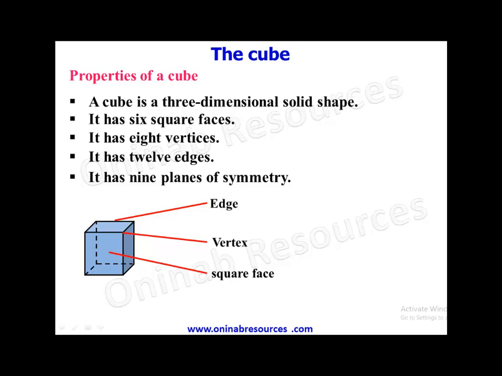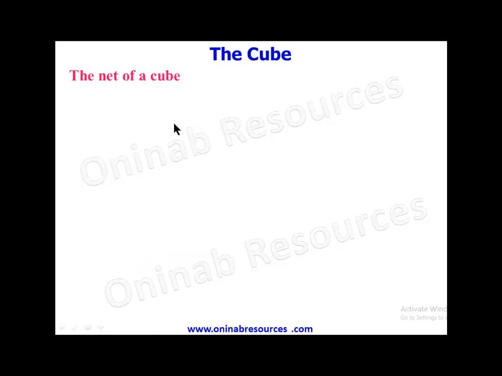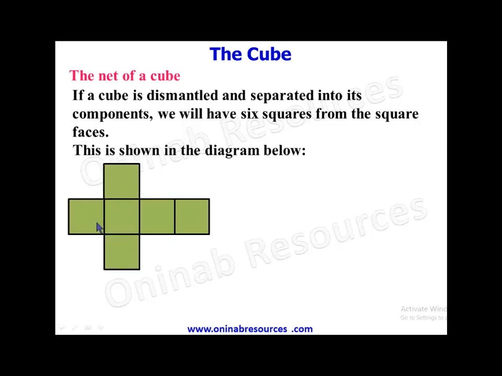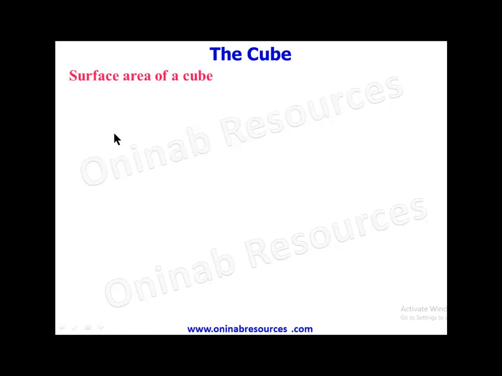So we go to the next item, the net of a cube. If a cube is dismantled and separated into its components, we will have 6 squares from the square faces. So this is shown in the diagram below. These are the 6 squares that will form the net of a cube. Meanwhile, the arrangement can be different, but what we know is there are 6 squares combined together if it is a solid cube.